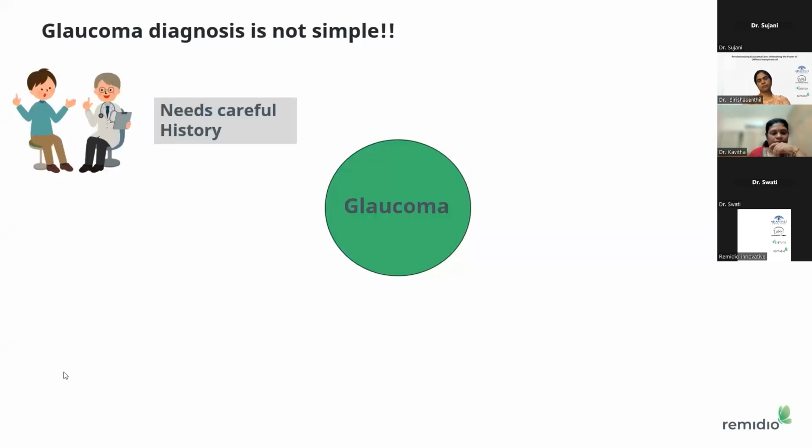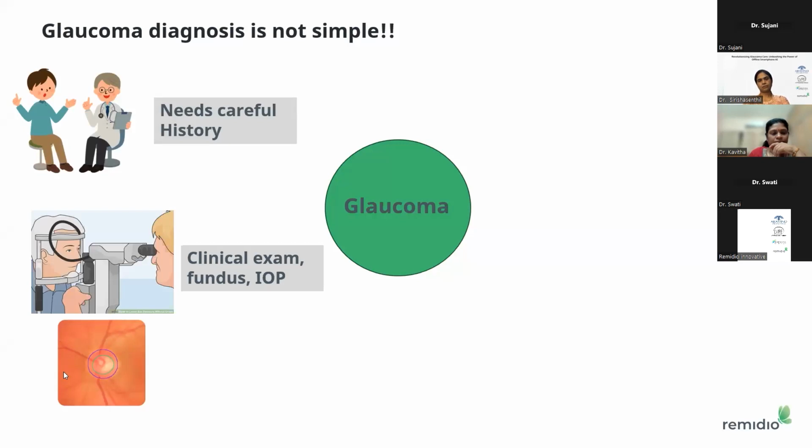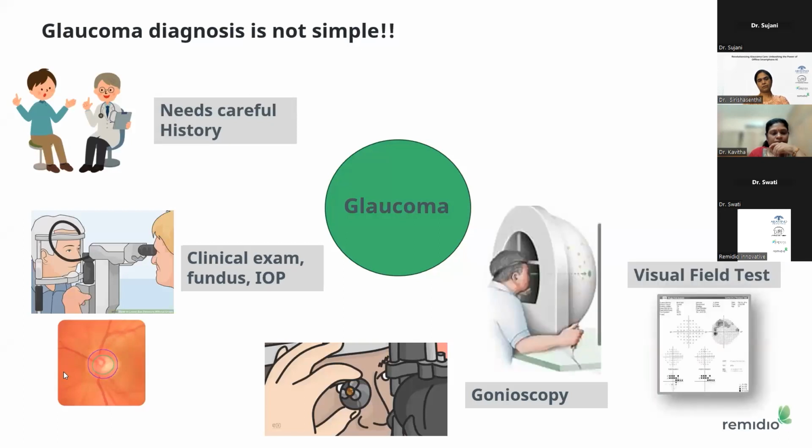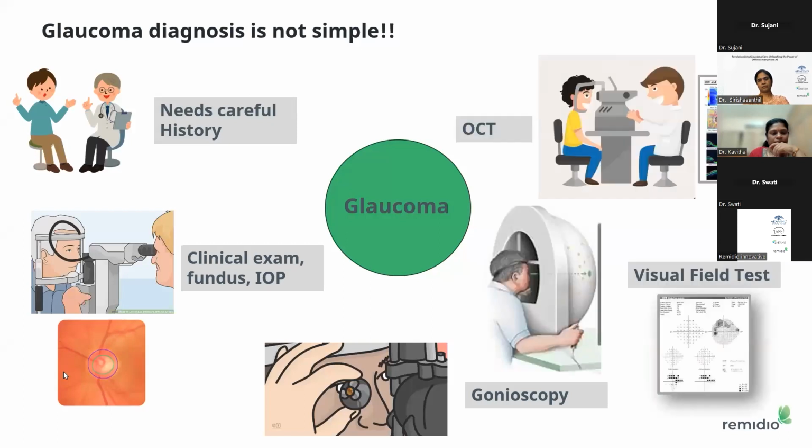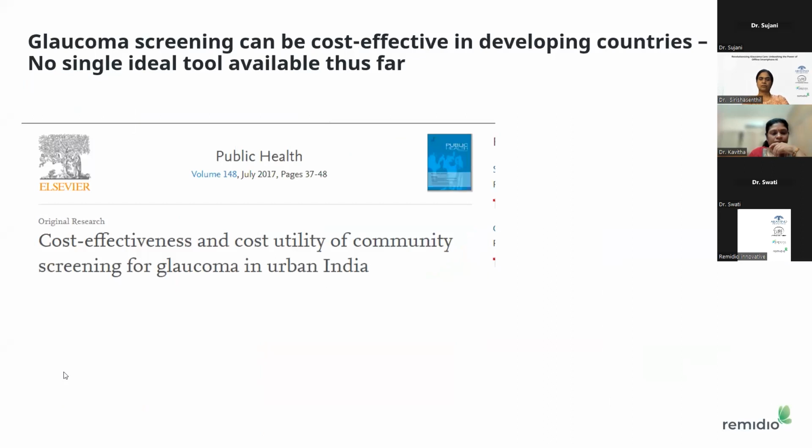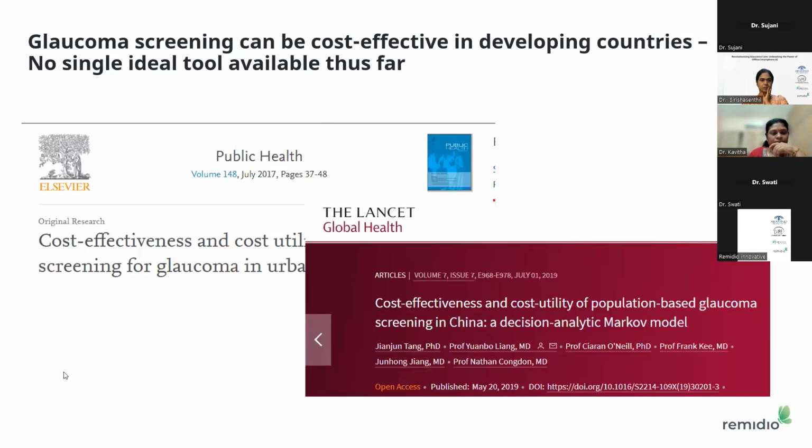To diagnose glaucoma, one needs to take a careful history. Clinical exam is important: fundus evaluation, intraocular pressure measurement, gonioscopy, visual field measurement, and OCT is also required. Now, not all ophthalmology clinics have all of this equipment, and in the community, none of this exists. On one hand, we understand the complexity in diagnosis, but on the other hand, we also know, and there's sufficient evidence now, that glaucoma screening can be cost-effective in developing countries, but so far, there is no ideal tool that is accurate or cost-effective enough for screening.